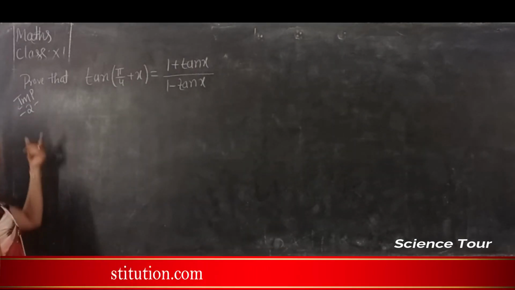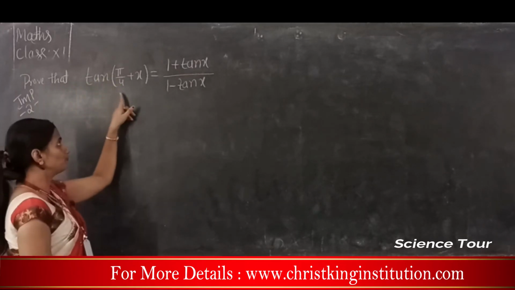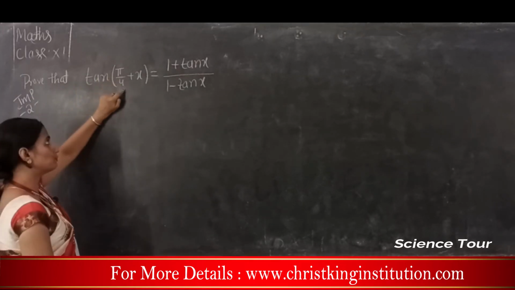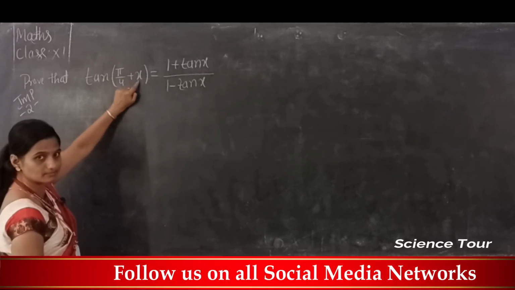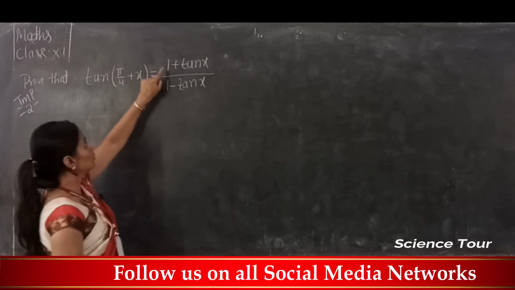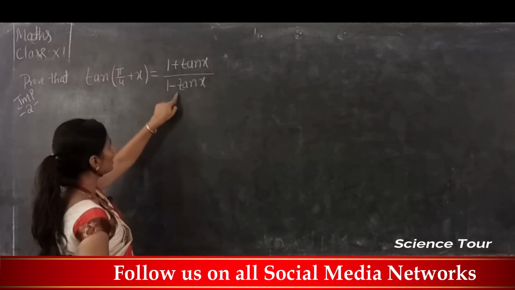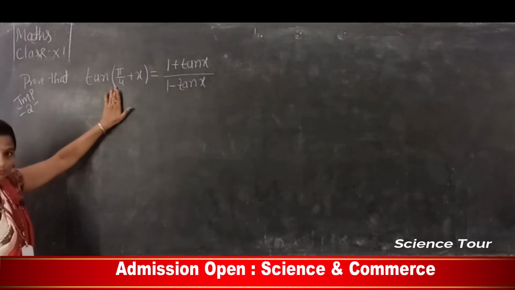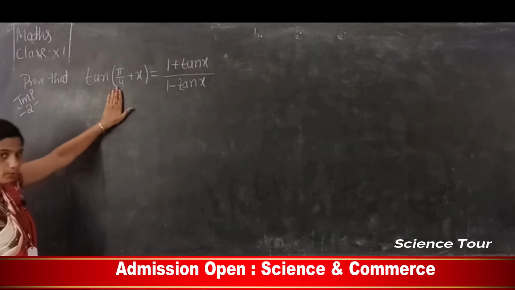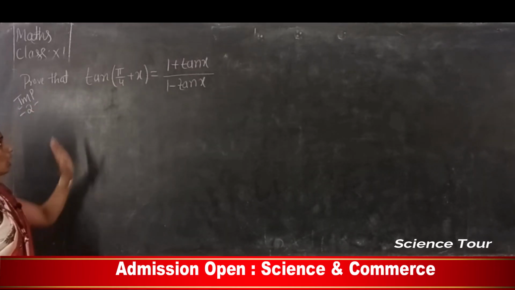The next, prove that tan(pi by 4 plus x) is equal to (1 plus tan x) divided by (1 minus tan x). Pi by 4 means 45 degrees. This formula is important, and the proof is important for 2 marks. Now, how to prove this?